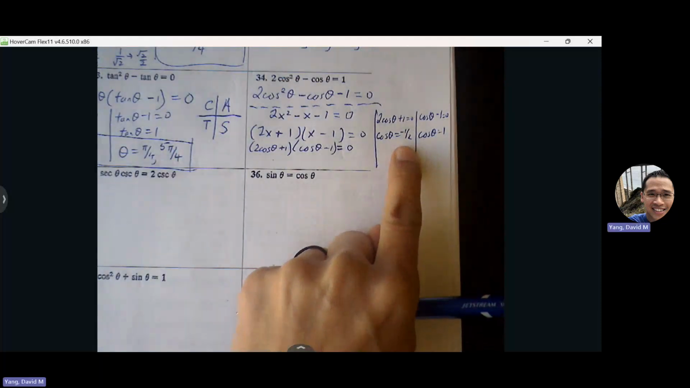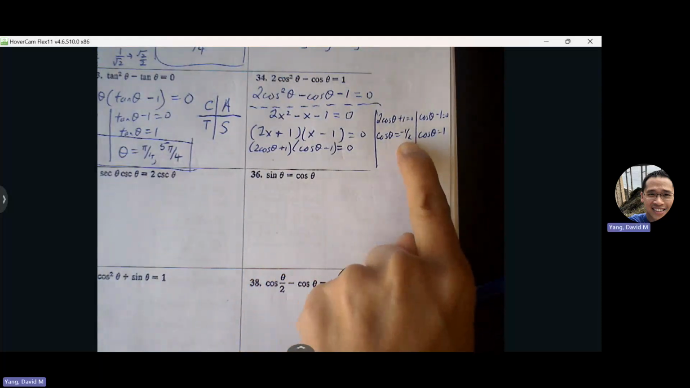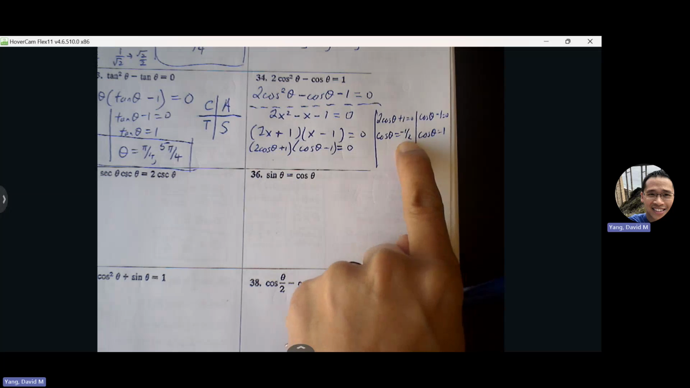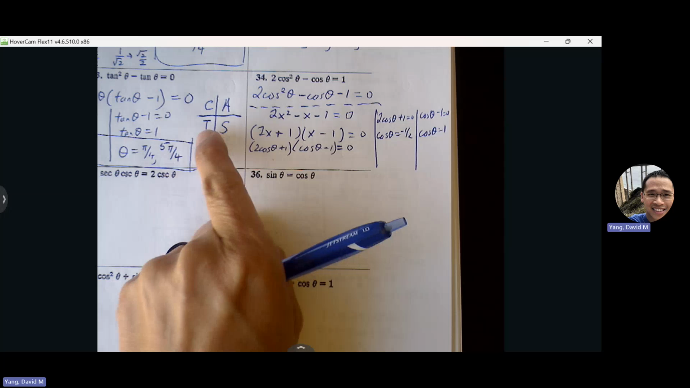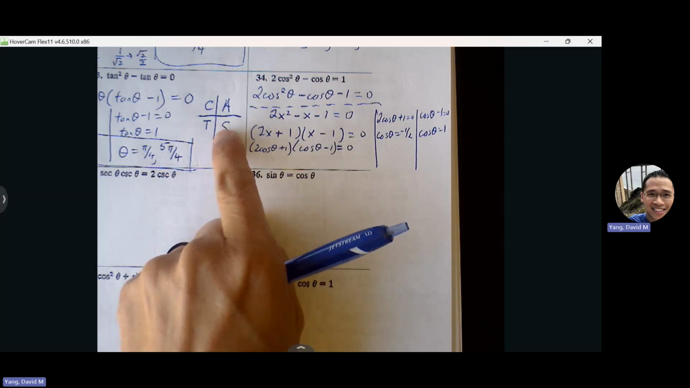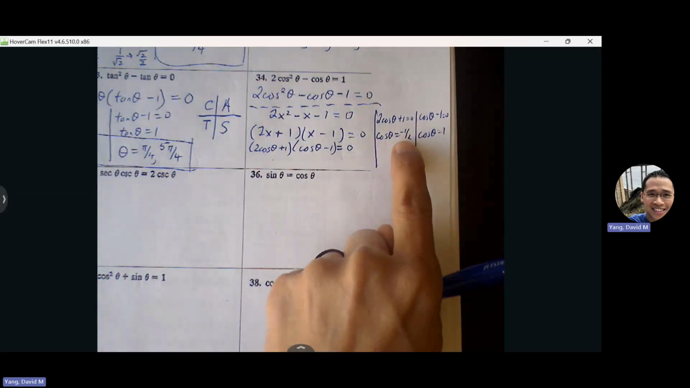So we're looking for where cosine is equal to negative 1/2. We know 1/2 is going to be in that pi over 3 family, but cosine will be negative in the third and fourth quadrant. So pi over 3 family in the third and fourth quadrant.